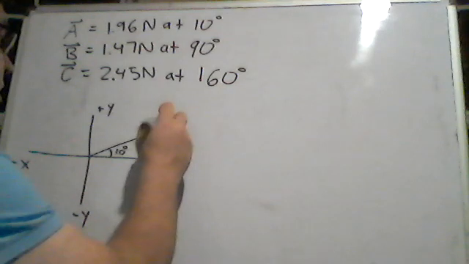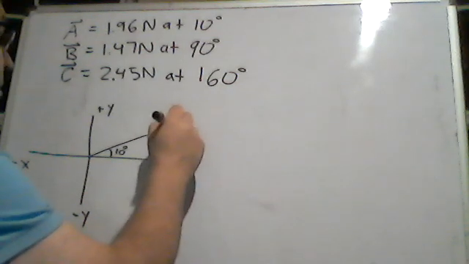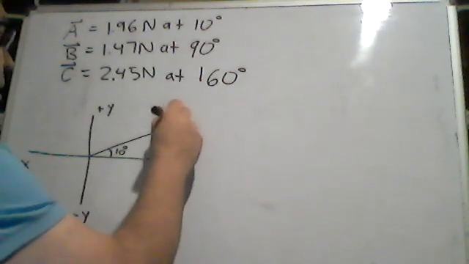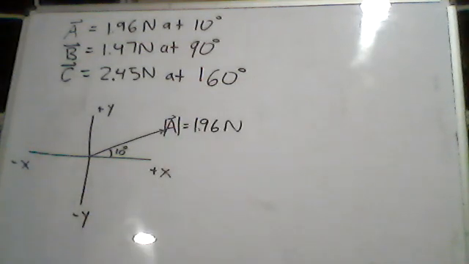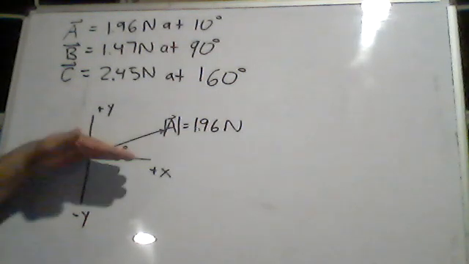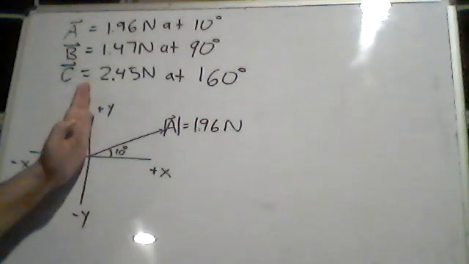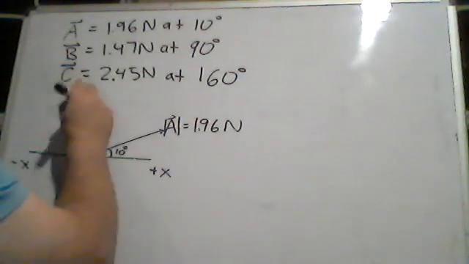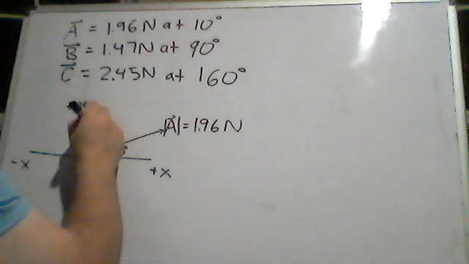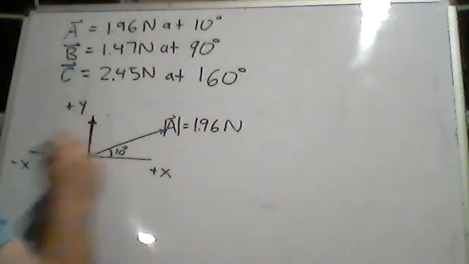This is A. Magnitude of A is 1.96 newtons. All right, there it is. The second vector, it's not quite as long, 1.47 newtons. That's at 90 degrees. So 90 degrees is straight up along the y-axis. So 90 degrees, the whole vector is entirely in the y direction.